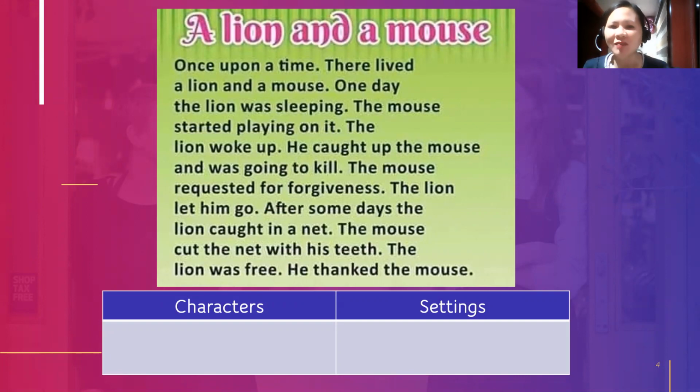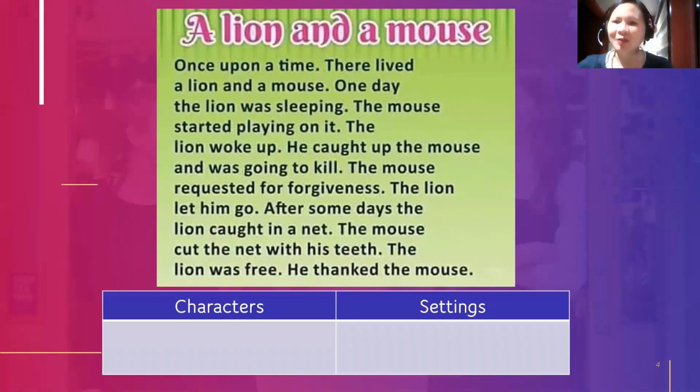Once upon a time, there lived a lion and a mouse. One day, the lion was sleeping and the mouse started playing in it. The lion woke up. He caught up the mouse and was going to kill. The mouse requested for forgiveness. The lion let him go. After some days, the lion caught in a net. The mouse cut the net with his teeth. The lion was free. He thanked the mouse.